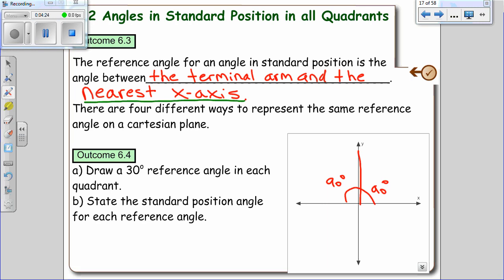That's not going to happen, so don't worry about that. But if you did have to do a reference angle that was at 90, then you could go either way and you'd be fine. It's just that one.